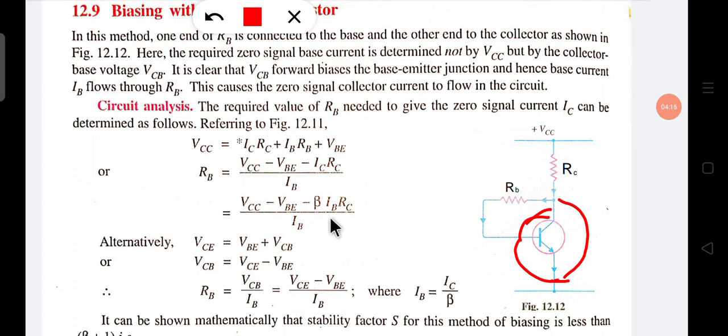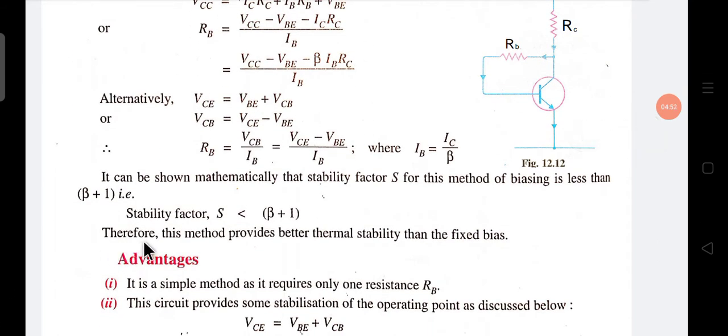This is VCC minus VBE minus beta IB RC. Then IB is converted to RB equal to VCB by IB, and in place of VCB we put VCE minus VBE, where IB equals IC by beta. The stability factor in this circuit is less than beta plus 1.